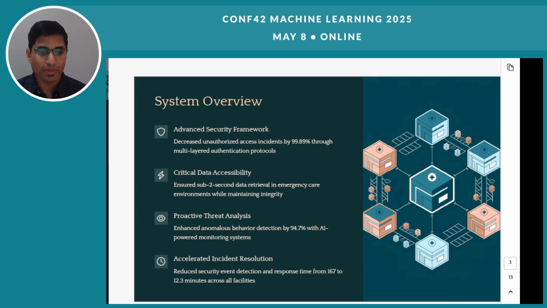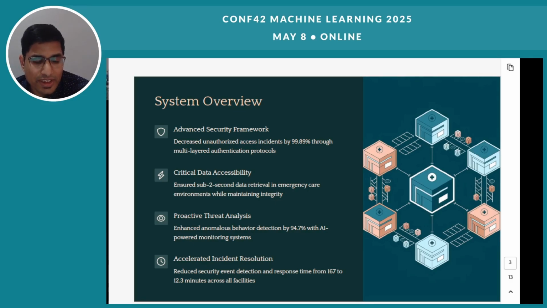It is recommended to establish an advanced security framework that can reduce unauthorized access incidents by around 99.89%. Multi-layered authentication protocols should be employed to validate access requests thoroughly. All these numbers I'm going to talk about are retrieved from papers which are already published, my studies, and existing implementations. The second point I have here is critical data accessibility.